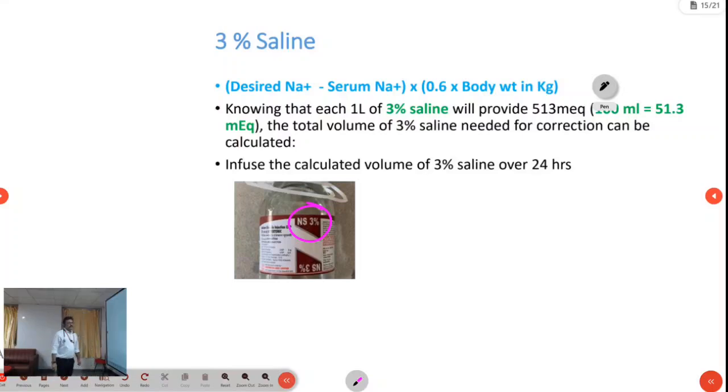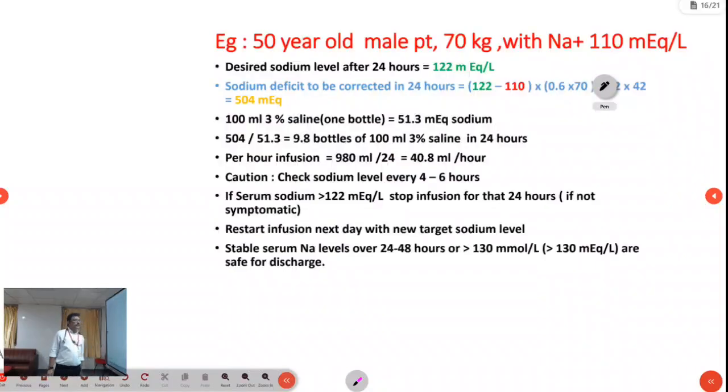So 51.3 milligrammes, each 100 ml contains 51.3 milligrammes. Okay. Before starting 3% saline, you have to actually calculate the sodium requirement in this patient, then only you should give 3% saline. So I will show one example for calculating that.